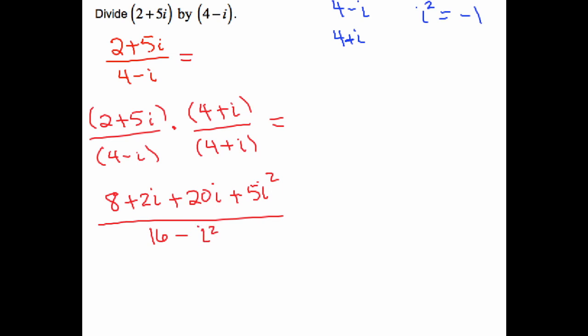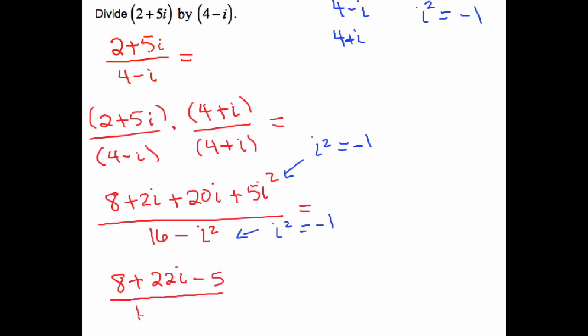Now, I want to go ahead and combine like terms, but I also want to replace i squared with negative 1, and I'll do that in 2 locations. So my next step is to take 8 plus 2i plus 20i, that's 22i, plus 5 times negative 1, that's negative 5, all over 16 minus i squared, which is negative 1.